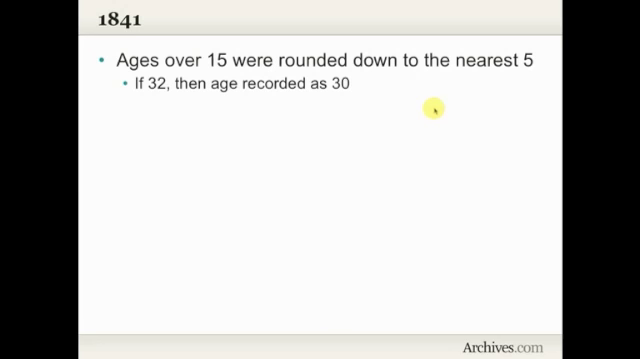So this is when you're going to want to look at other things like who else is in the household? Where is this person located? Is their residence consistent with what you thought? Who are the neighbors? What's the occupation? Those types of things will help you determine if that is actually the right person, even though the age is way off of what you expected.